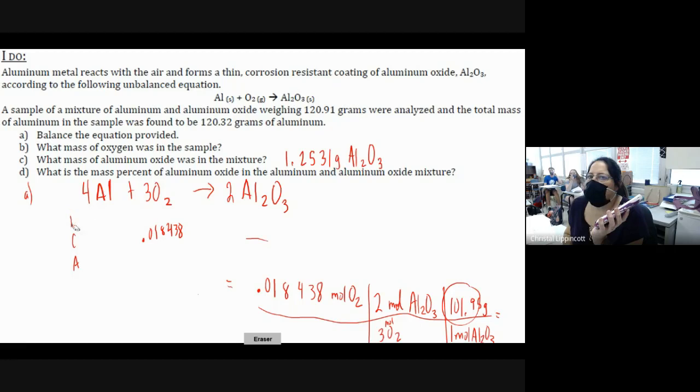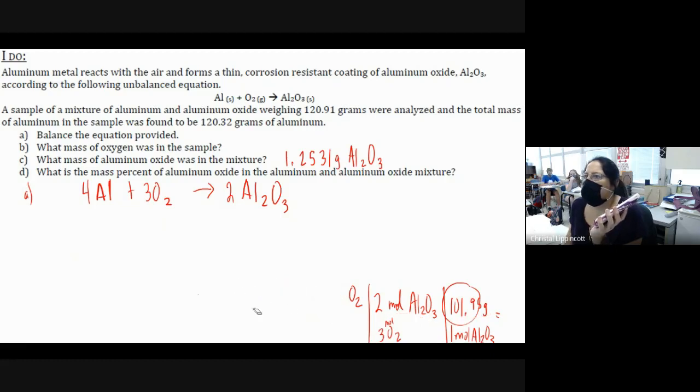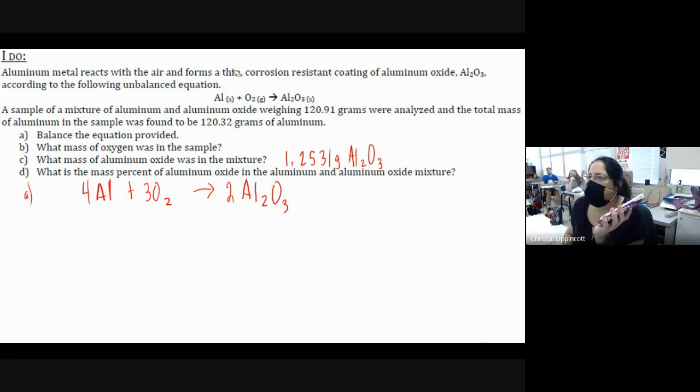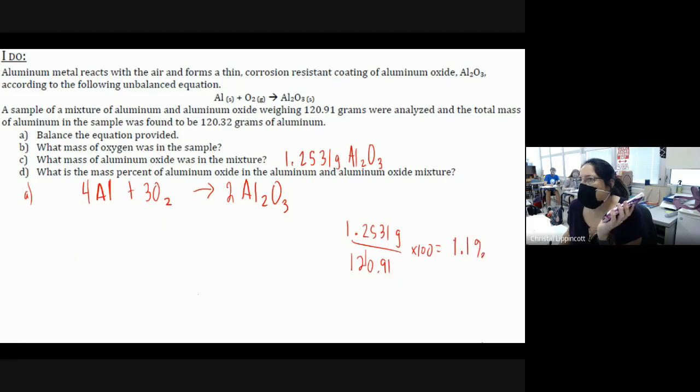Mass percent, if we talk mass percent, is part over the whole. So they want to know the part of the aluminum oxide versus the mixture that we started with. So we take our amount of aluminum oxide, which we have determined to be 1.2531 grams, and we divide that by the original mixture, which is 120.91, times 100, and that ends up being 1.1% for our percent mass.